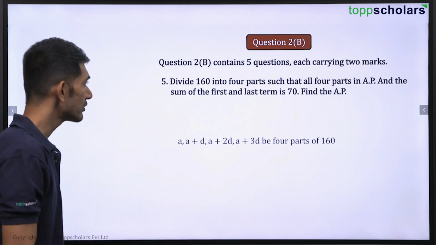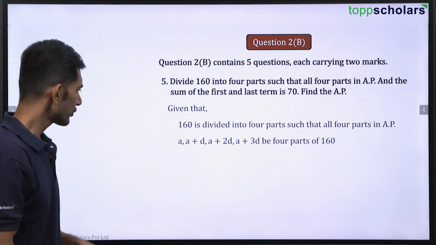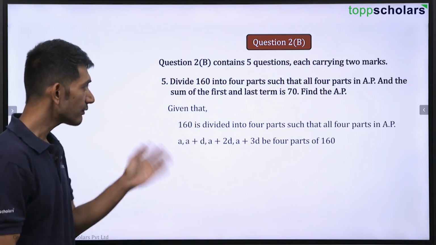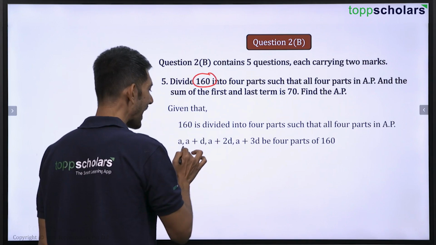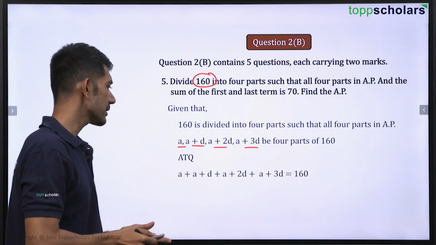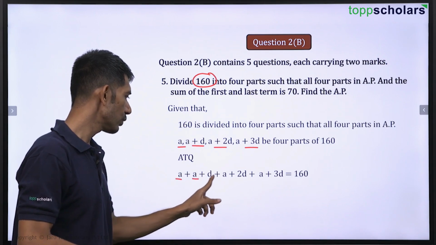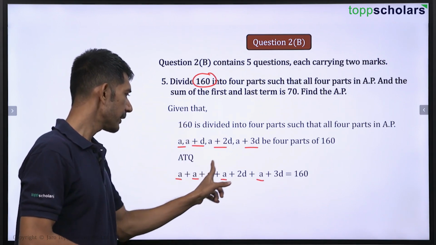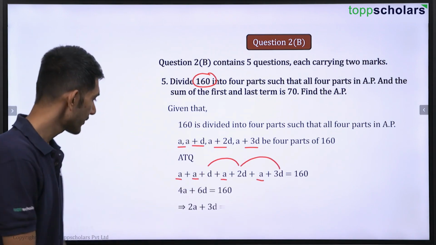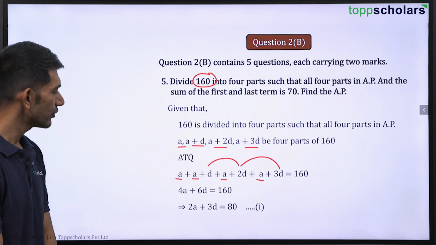Okay, so these are the 4 parts of the AP. Since we have A plus D, A plus 2D, A plus 3D, they are the 4 parts of 160. That means once I add all the 4 parts, I am going to get 160. So A plus D plus A plus 2D plus A plus 3D is equal to 160. A is coming how many times? 1, 2, 3, 4. 4A, and D plus 2D plus 3D plus 3D is 6D. So 4A plus 6D is equal to 160. Divide by 2: 2A plus 3D is equal to 80. This is your equation number 1.